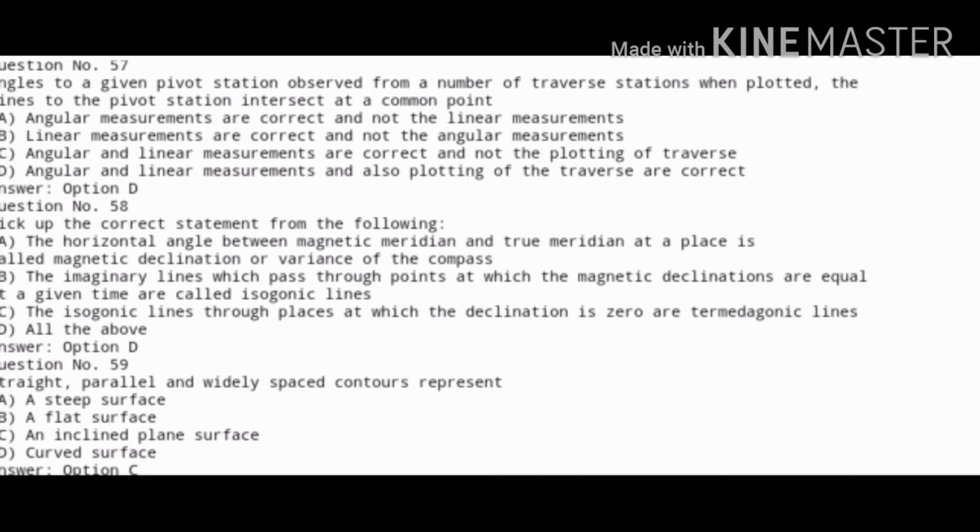The horizontal angle between the true meridian and the magnetic meridian at a place is called magnetic declination. The imaginary line which passes through the points at which the magnetic declinations are equal at a given time is called an isogonic line. The isogonic line through places at which the declination is 0 is an agonic line. Straight, parallel and widely spaced contours represent an inclined plane surface.